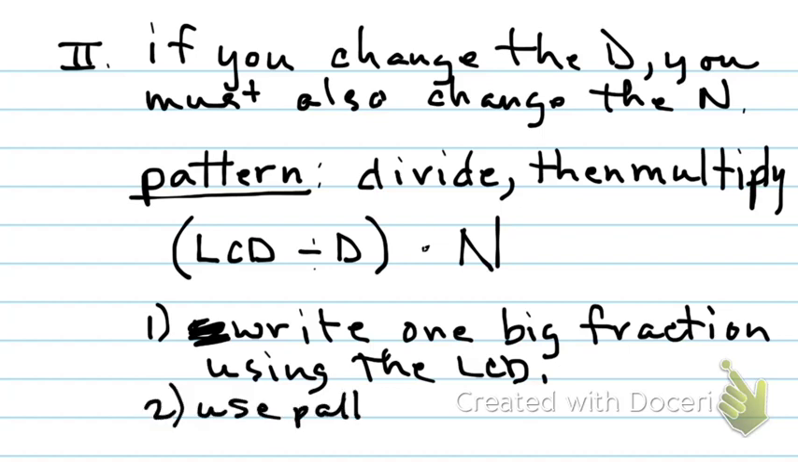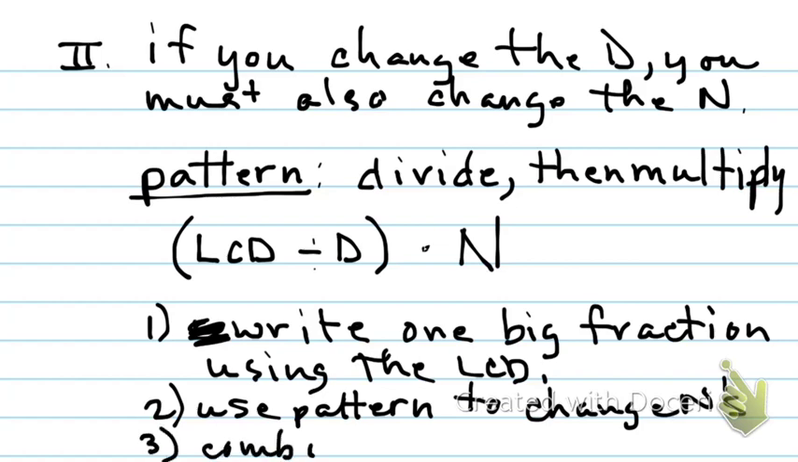Then, use the pattern to change the numerators. What pattern? Divide then multiply pattern, you betcha. And then finally, combine the numerators. Combine means either add or subtract, depending on if it says plus or minus, right? Okay.